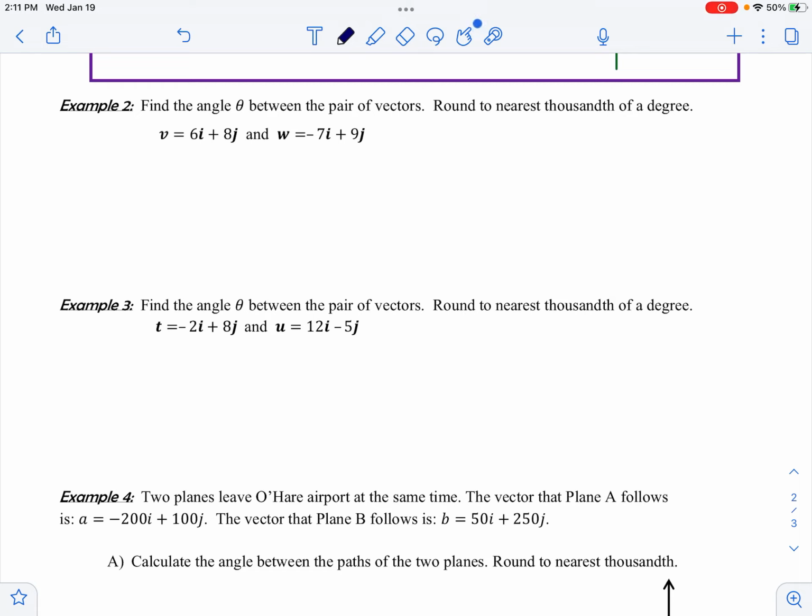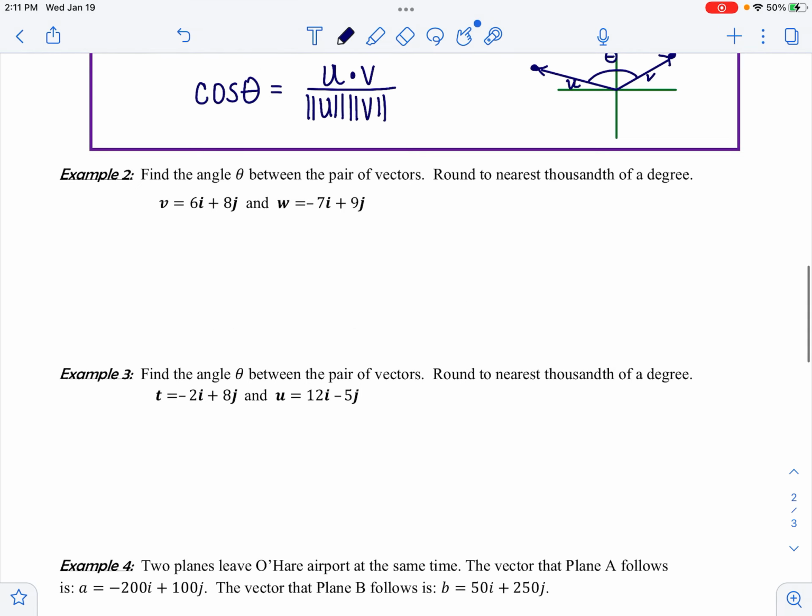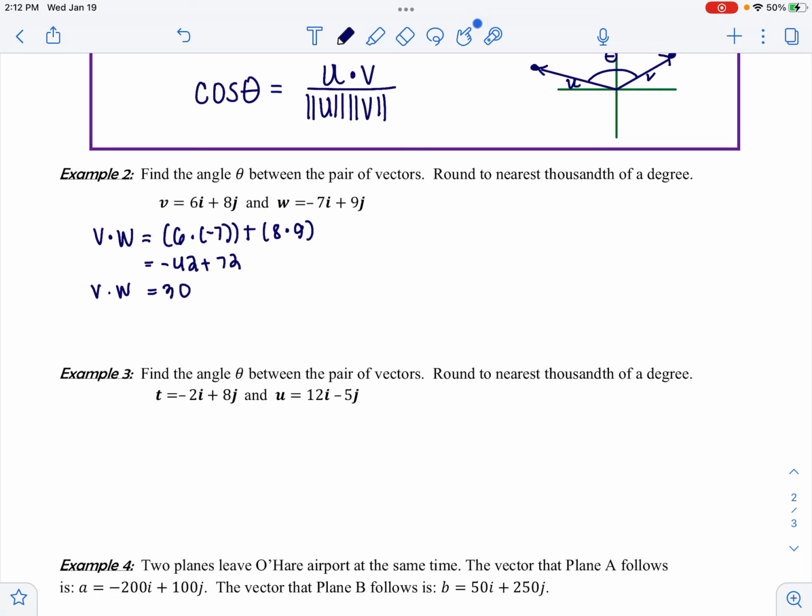All right, so this first one here, example 2, says find the angle theta between the pair of vectors, rounding to the nearest thousandth of a degree, so to 3 decimal places when I'm done. I need to use this formula right here. I'm going to find the dot product of v and w. That is 6 times -7, plus 8 times 9. So that is -42 plus 72, which is 30, and we get v dot w is 30. So that's the dot product.